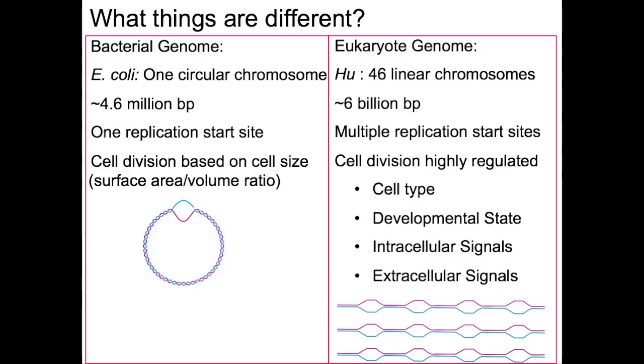In eukaryotes, for instance in humans, the chromosomes are linear. There are 46 linear chromosomes in humans and approximately 6 billion base pairs. That's a lot more DNA that must be copied during replication. And as you'd expect, there are multiple replication start sites to get this big job done quickly. Cell division is highly regulated and differs with respect to cell type, developmental state, intracellular signals, and extracellular signals.